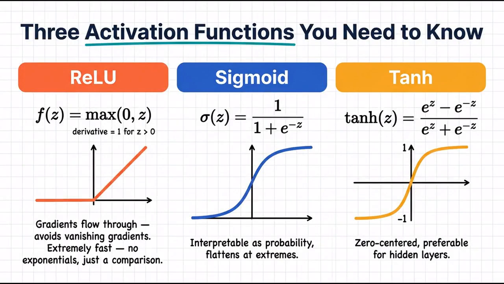ReLU: f of z equals the maximum of 0 and z. ReLU is beautifully simple. If the input z is positive, pass it through unchanged. If it is 0 or negative, output 0. For z greater than 0, the derivative is exactly 1. This is crucial because during training, gradients flow through ReLU neurons without being suppressed, avoiding the vanishing gradient problem that plagued earlier networks using Sigmoid everywhere. ReLU is also extremely fast to compute, no exponentials, just a simple comparison.